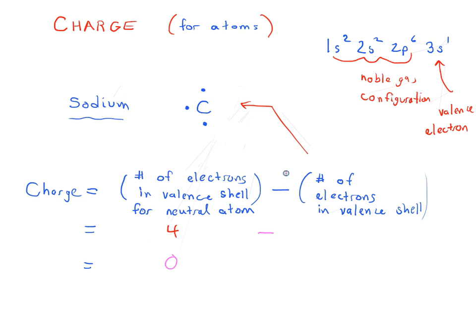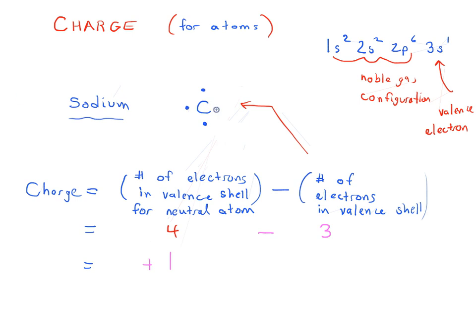This number would change. We'd go from having 4 electrons in the valence shell to 3. So the number of electrons in the valence shell for the neutral atom is always going to be 4 for carbon. But in this case, for this particular atom of carbon, we've lost an electron, and this charge here is going to be 1, or plus 1. So when it has 3 electrons around the carbon, it's going to be plus 1.